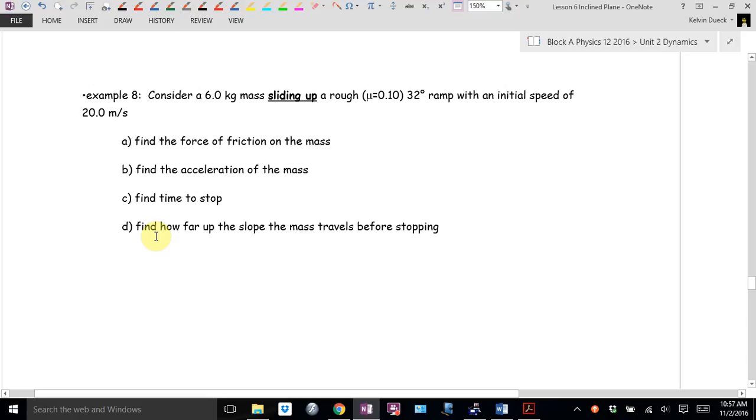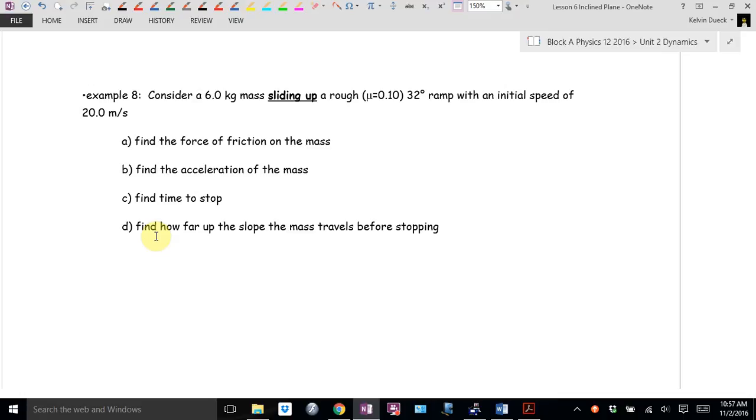Mr. Dewick, how can it be sliding uphill when don't things slide downhill? Someone gave it a push before we walked into the scene. So someone must have given it a big push and walked away, and now when we're watching it, it's still traveling up the hill at 20 meters per second. Now it's going to slow down.